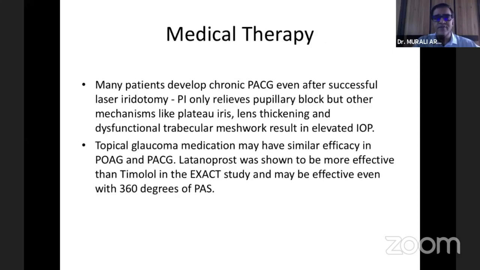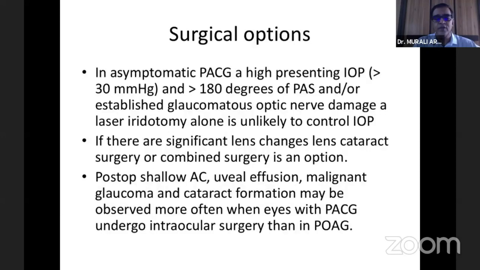Medical therapy: many patients with chronic angle closure, even after a patent PI, would require medical treatment to control the residual increase in intraocular pressure. Topical medications like prostaglandins have been found to be effective even in angle closure glaucoma. Surgical options you would consider when the IOP is very high and remains uncontrolled, with extensive PAS and some cataract noticed. Then you can think of either primary cataract surgery or a combined surgery of cataract with glaucoma. But mind you, surgery in angle closure glaucoma is not easy and needs some experience. Postoperative shallow ACs, uveal effusions, malignant glaucoma, cataract formation, all these can occur.